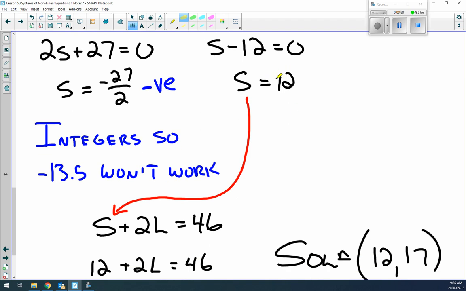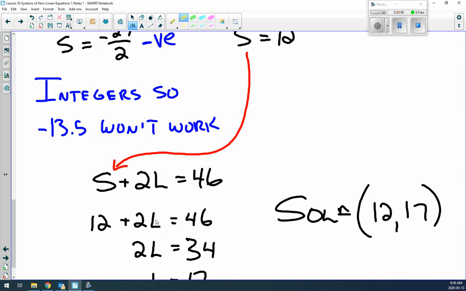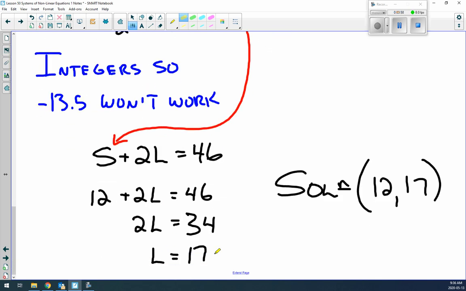So s = 12 works, but we're not done, because that's only the smaller number. How do you find the larger number? You plug it into either one of the formulas above. You plug it in and find L = 17. So the solution, and that's just the abbreviation for the word solution, is (12, 17).